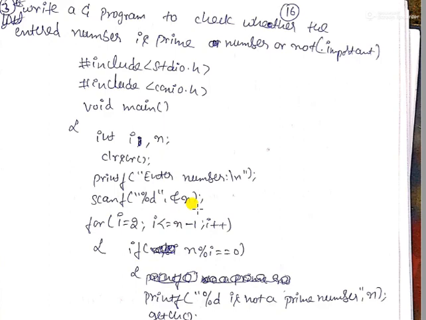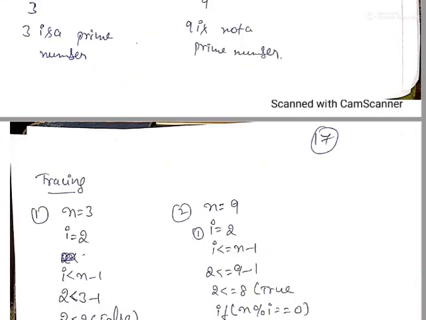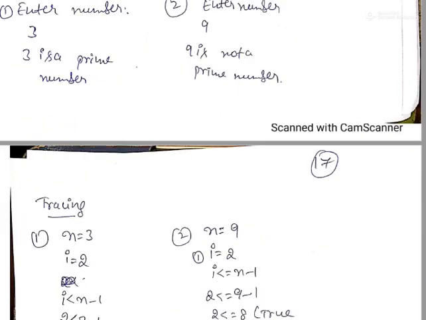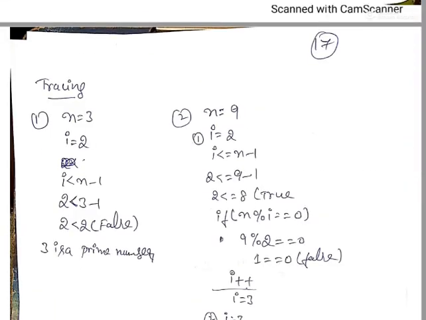Now if I want to find out that 3 is a prime number, so here I will show you. So now I take n is equal to 3. So our I value starts from 2. First we have to check what? We have to check the condition I less than or equal to n minus 1. So 2 less than or equal to, n is equal to 3, 3 minus 1, 2 less than or equal to 2. Condition false. Then we can directly conclude that 3 is a prime number.